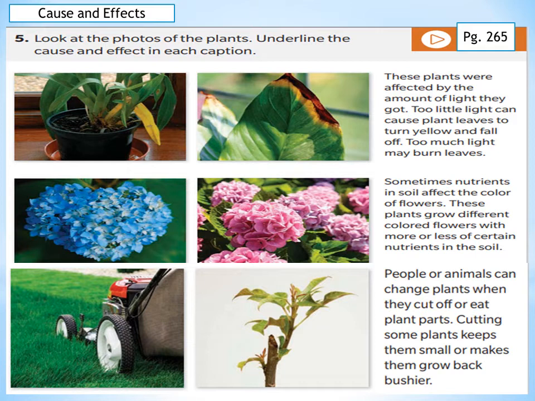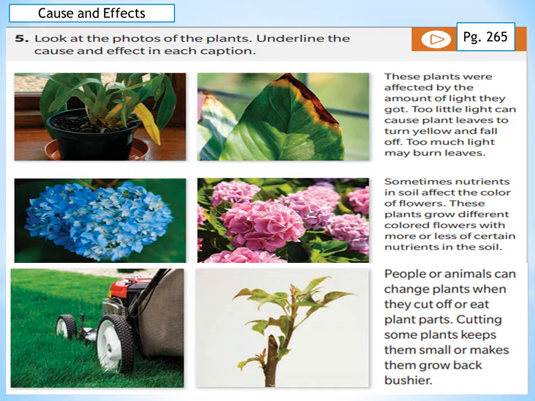Let's move to picture number 3 and picture number 4. Sometimes nutrients in soil affect the color of the flowers. These plants grow different colored flowers with more or less of certain nutrients in the soil. What is an effect that nutrients in the soil can have on plants? Yes, the flowers can be different colors, so please underline with me in your books. These plants grow different colored flowers with more or less of certain nutrients in the soil.